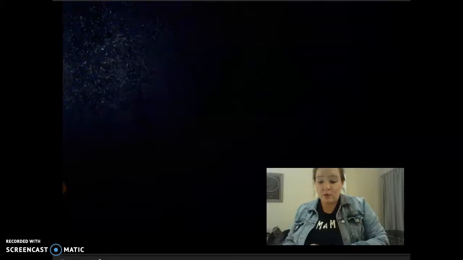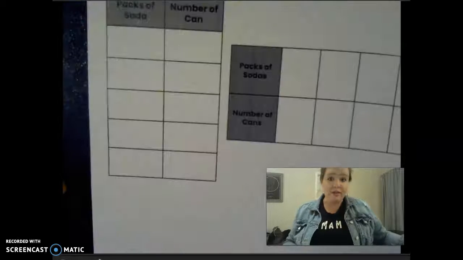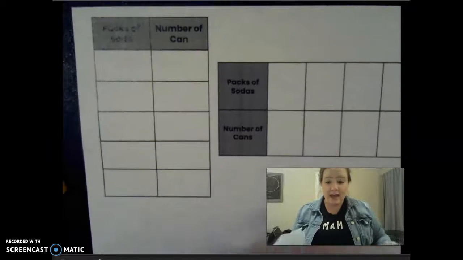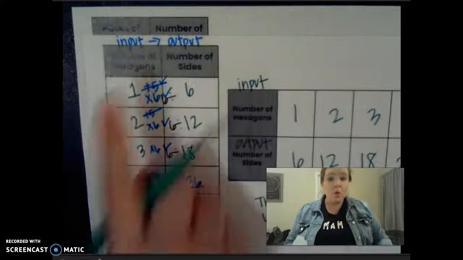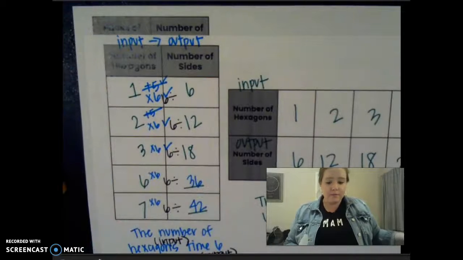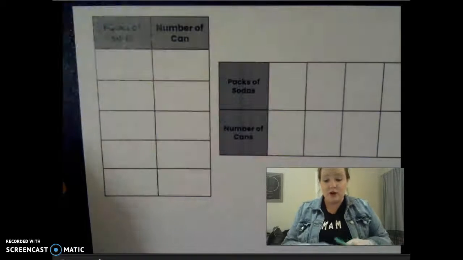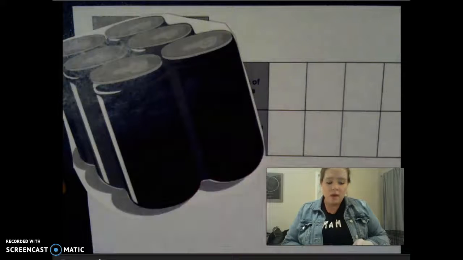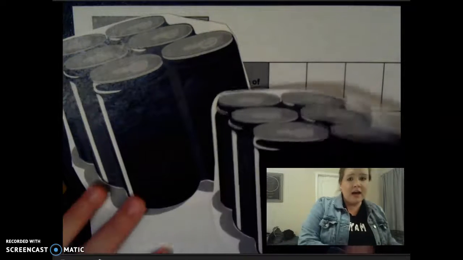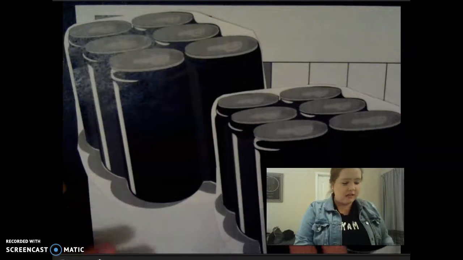And it's important to know that they don't always start with 1. Okay? This one starts with 1 hexagon. I'm going to show you an example of one that doesn't start with 1. Okay, here are my packs of Coca-Cola. That is Mrs. Garza's favorite soda.